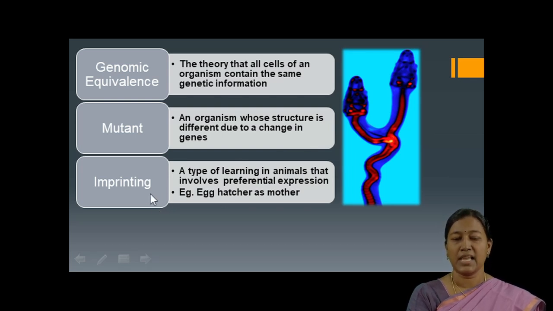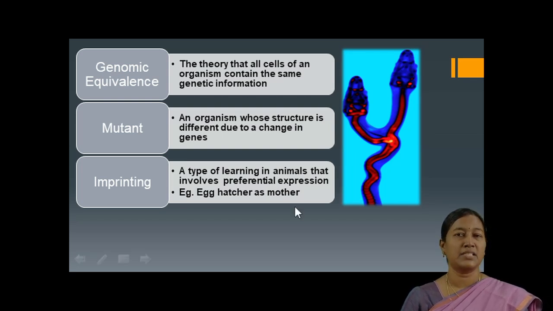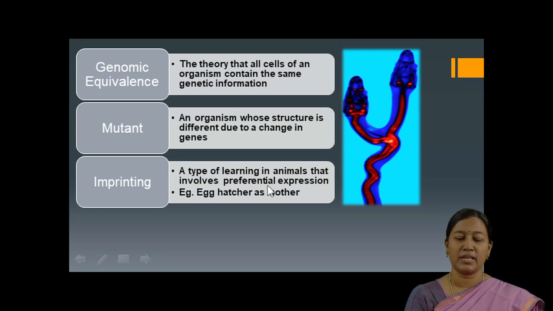And then next we see imprinting. Imprinting is a quality of animals. It is learning. For example, if a chicken egg is hatched by a duck, once the chick comes out, it will think of the duck as its mother and it will get attached to the duck. So that is imprinting. Some behavior in animals is learned, and that is known as imprinting.